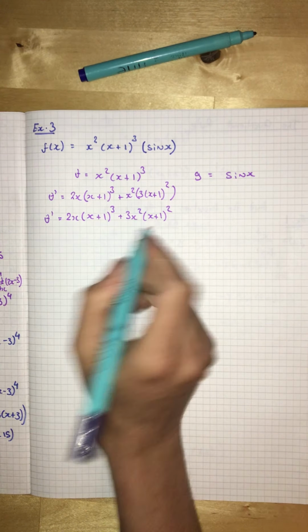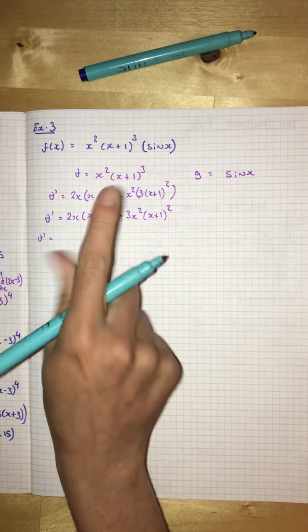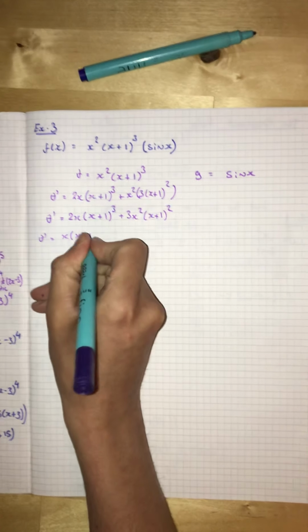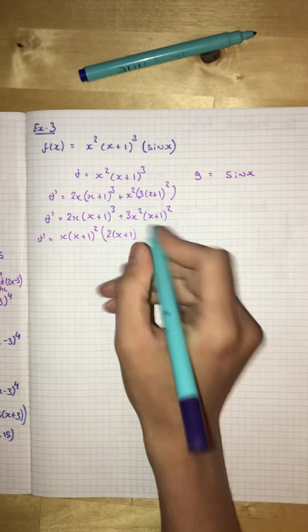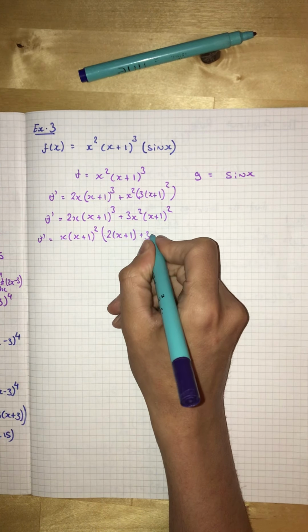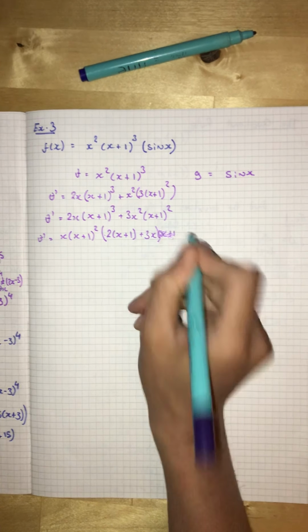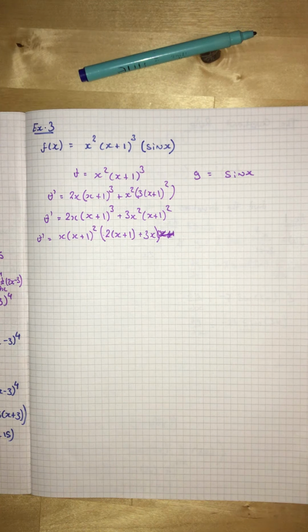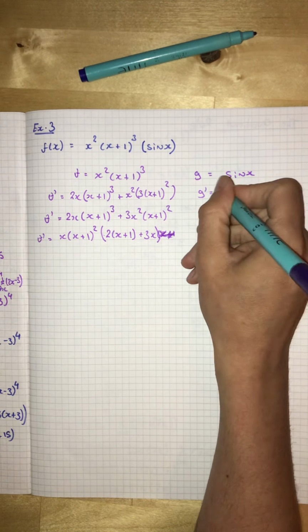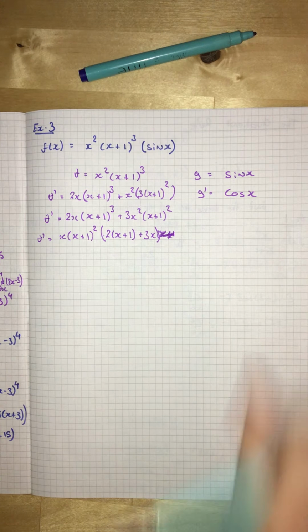Which again we could simplify out by taking out the common factor of the x and the (x plus 1) squared, leaving 2(x plus 1) plus 3x. Nearly made a mistake there. So g dashed will just be cos x. And there we see we've fully factorized this all out.